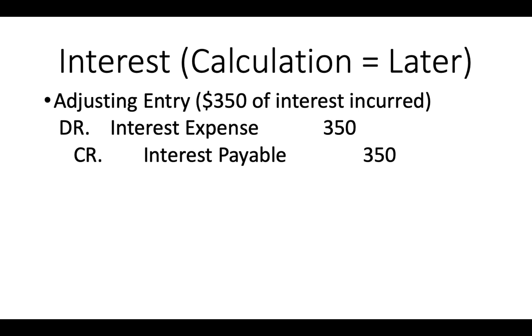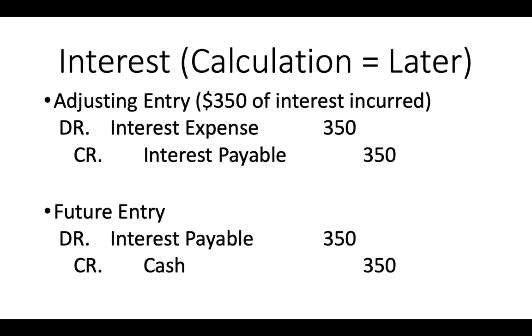And then what happens when we actually go make the interest payment? We're going to debit the interest payable, $350, and credit cash. The most common mistake students make here is they debit interest expense again and credit cash. And you can't do that because you've already debited. We debited interest expense up here. We can't debit interest expense again here because then we're debiting it twice. We're taking two expenses and we don't want to do that. So we're going to debit interest payable and credit cash.